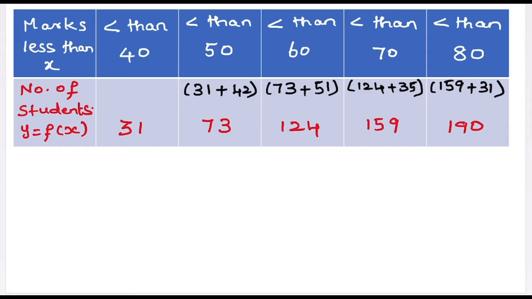first one as it is 31, second one which is less than 50 will become 31 plus 42 is equal to 73, third one which is less than 60 will become, so up to 50 is 73 plus 51 is equal to 124. Similarly fourth one is 124 plus 35 is equal to 159. Likewise fifth one is 159 plus 31 is equal to 190.